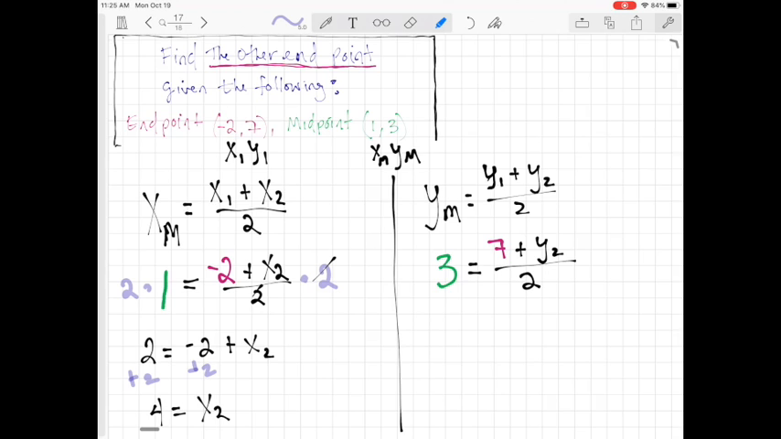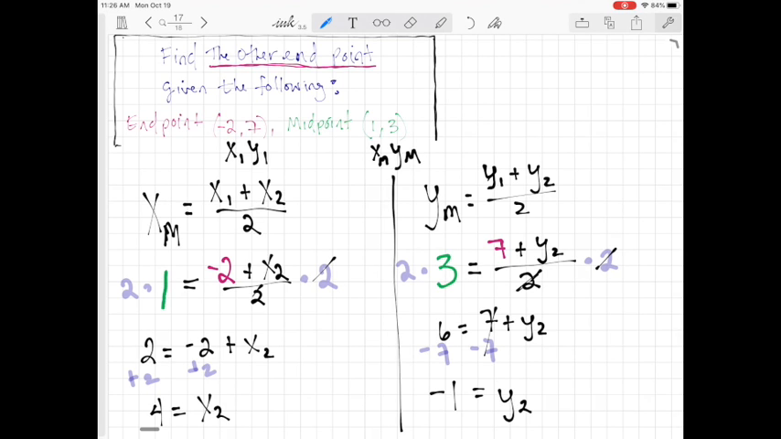So let's first start by getting rid of this division. We're going to multiply both sides by 2. So 2 divided by 2 cancels out, and 2 times 3 gives us 6. And now we've got 7 plus y2. So now we're going to subtract 7 on both sides. So 7 minus 7 cancels out, and we get y2 is -1.